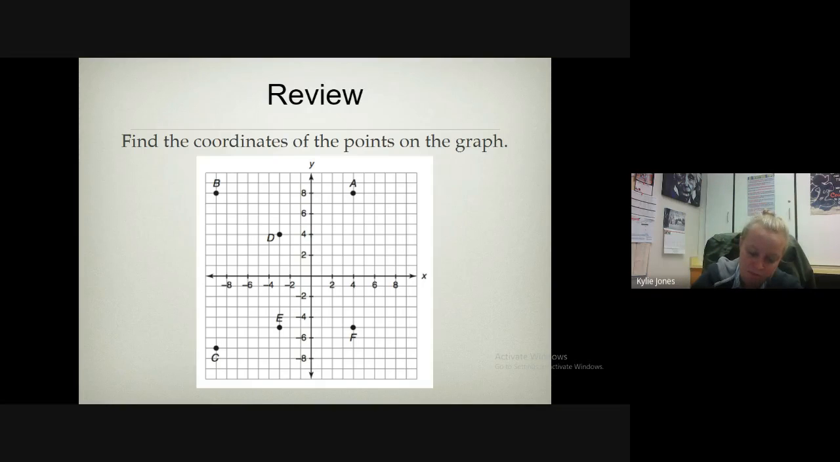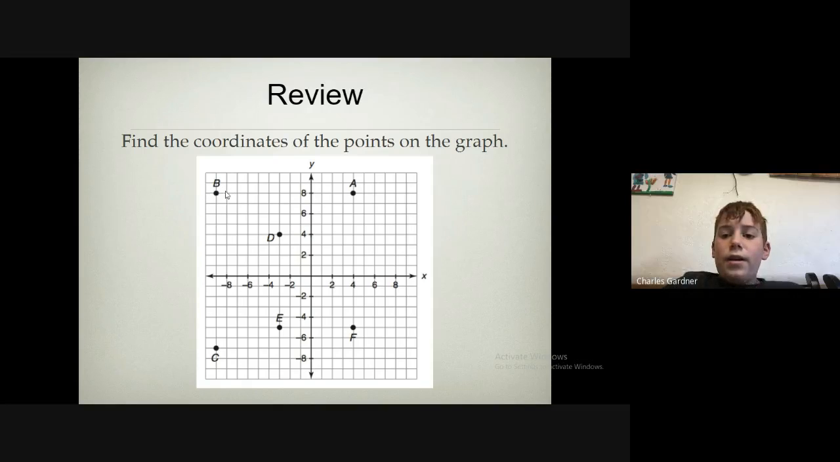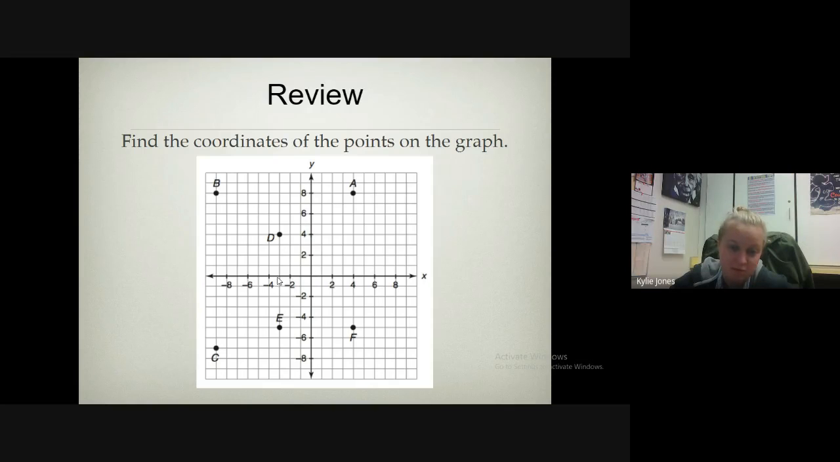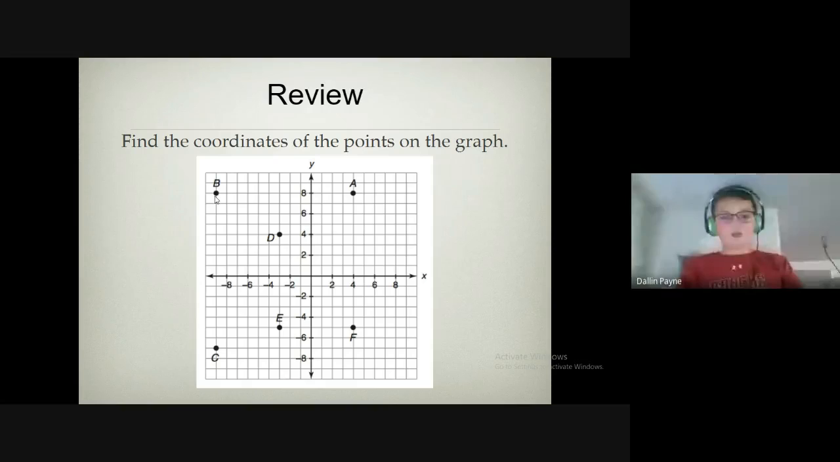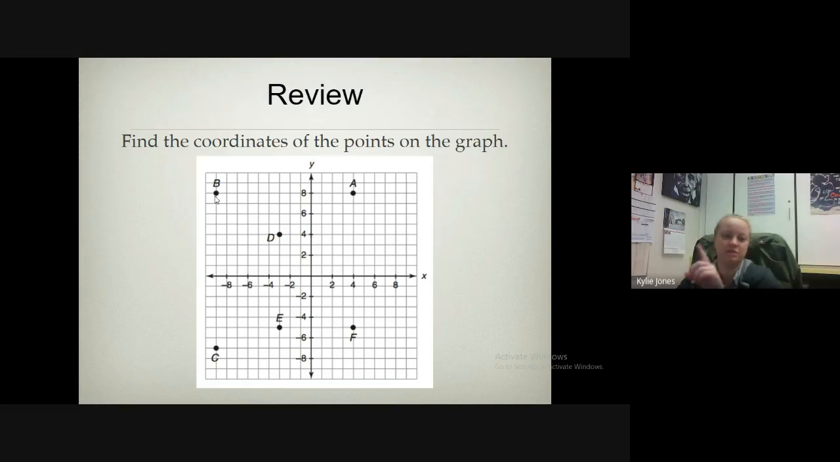What about point B? Where would we find point B? It's over here on the left. At -9, 8. Good. Okay, so you go backwards, which means we're going in a negative direction, and then up 8. So B would be negative 9. Wait, doesn't Y go first instead of X, or does X go first? No, the X always goes first. So the side to side will always go first, and then up and down.